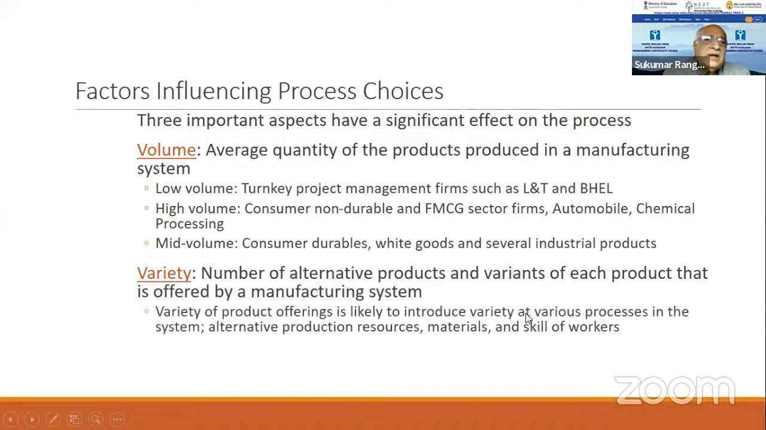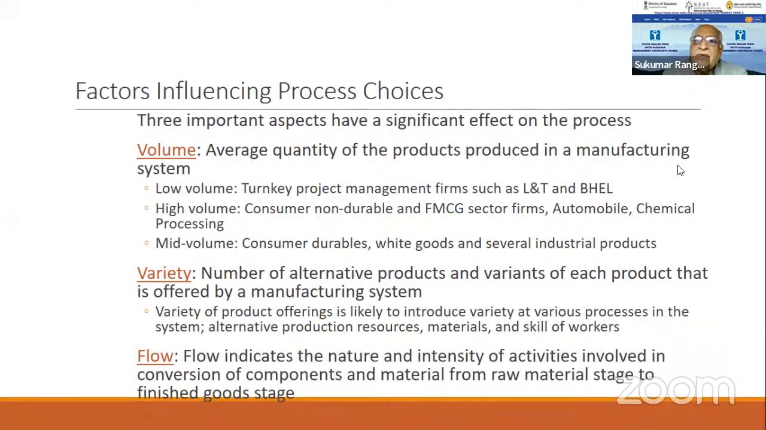Second is variety. The variety of product offerings is likely to introduce a variety of processes in the system, alternative production resources, materials, and skill of workers. Sometimes the materials may also be different.